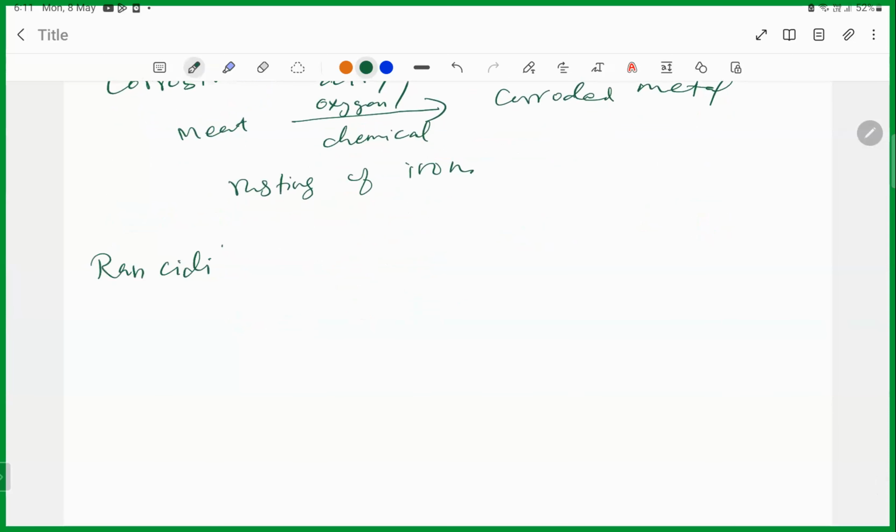Next, rancidity. What is rancidity? When fat and oil containing food oxidize with air or oxygen, the smell and taste change. This process is called rancidity.